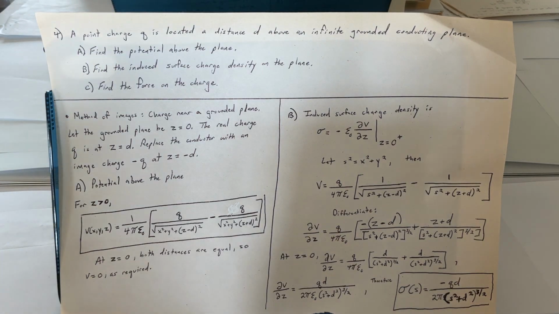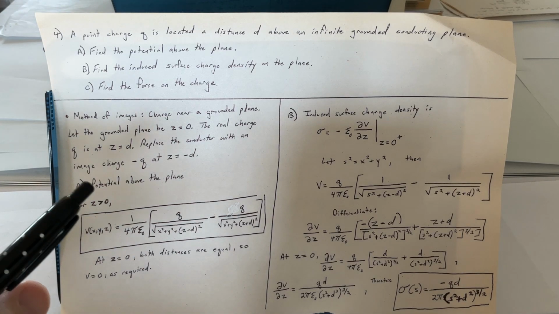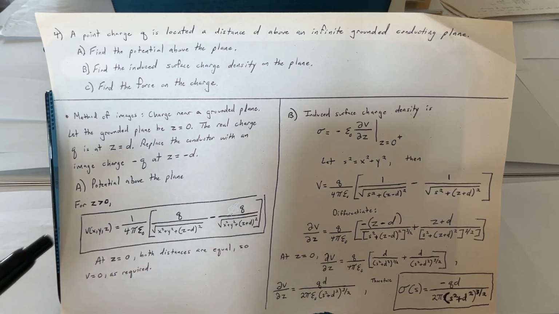So let's do part A. Method of images, charge near a grounded plane. Let the grounded plane be z equals 0. The real charge Q is at z equals d. We're going to replace the conductor with an image charge, negative Q at z equals negative d. So part A, potential above the plane.